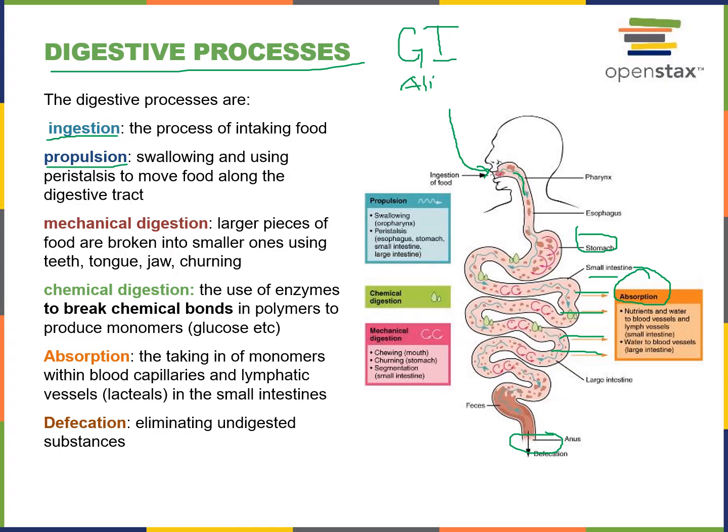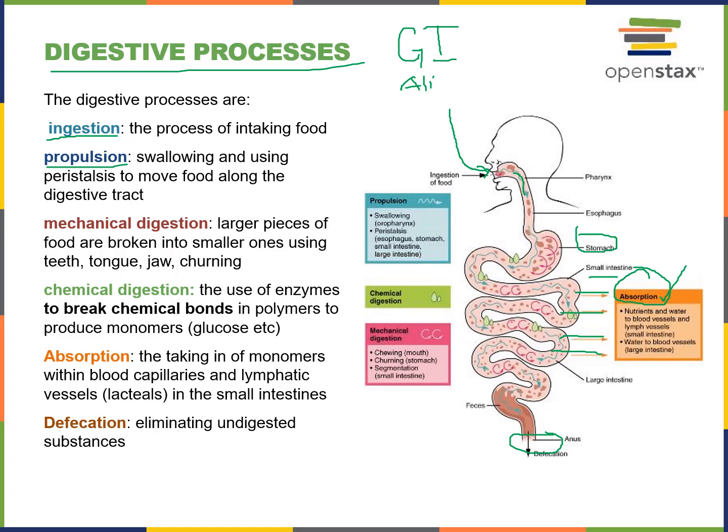Alimentary canal. But for us to benefit from the food we eat, the nutrients must move out of this alimentary canal and into what is not shown here, blood vessels. And that process is what's called absorption. And that occurs in the small intestine only.